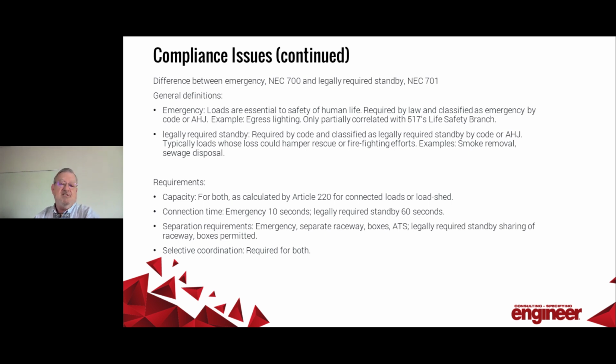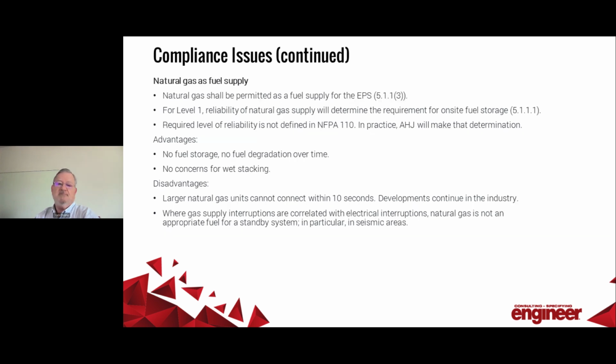Now, emergency circuits, 700 circuits, generally have to be separated from all other wiring, while 701 circuits can share raceway and boxes with other circuits. Emergency loads have to be energized within 10 seconds. 701 loads have 60 seconds. The generator capacity required for both types of loads is an Article 220 calculation of the demand load. That Article 220 calculation is the typical calculation we would make to determine the load on feeders or distribution equipment. And finally, both systems have to be selectively coordinated.